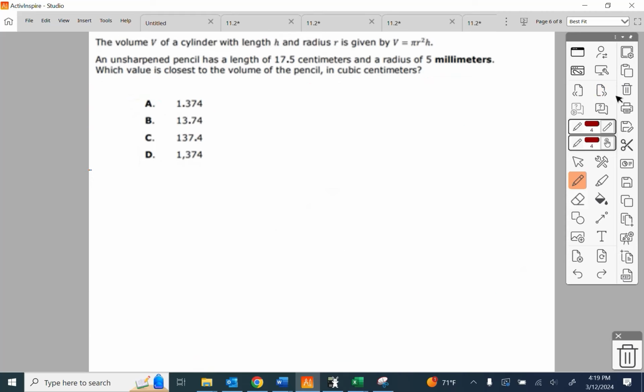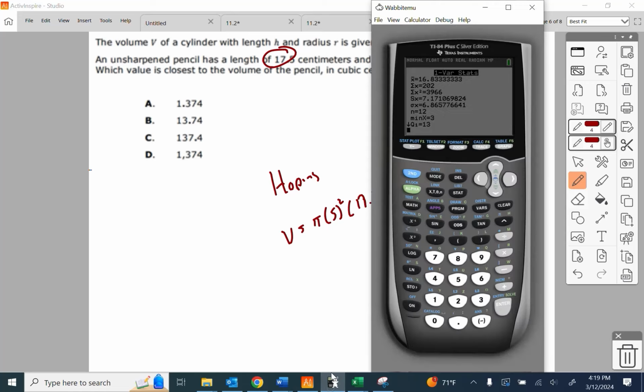All right, the volume of a cylinder with length h and radius r is given by this simple formula. Volume is pi r squared h. An unsharpened pencil, which has a length of 17.5 centimeters and a radius of 5 milliliters. Here's where they're trying to get you. What they are doing is they're hoping you're thinking volume is pi 5 squared times 17.5. I guarantee you that's an answer choice.